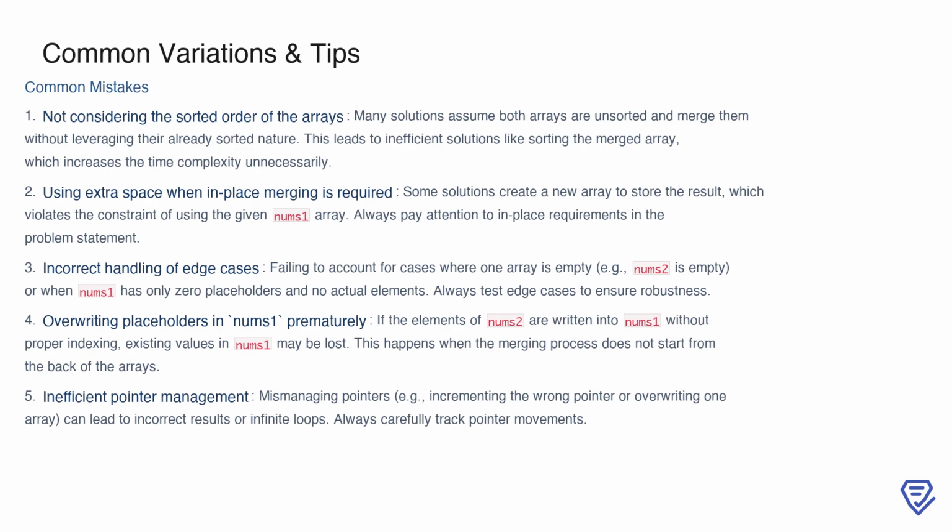Edge cases are also a point of failure for many developers. Situations like nums2 being empty or nums1 containing only placeholder zeros need to be handled carefully. Additionally, overwriting the placeholder values in nums1 too early can lead to losing important data, especially if merging doesn't start from the back of the arrays. Lastly, pointer mismanagement is a big pitfall. If the pointers aren't updated correctly, it could lead to incorrect results or even infinite loops. Being mindful of how pointers move is crucial for success.